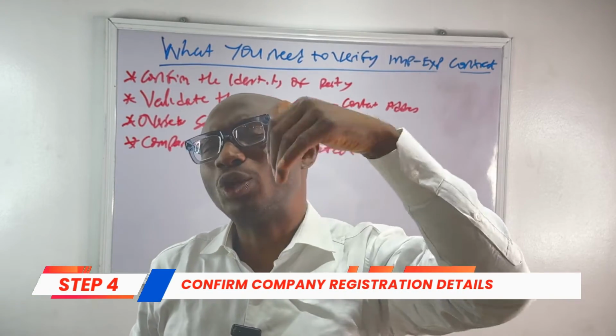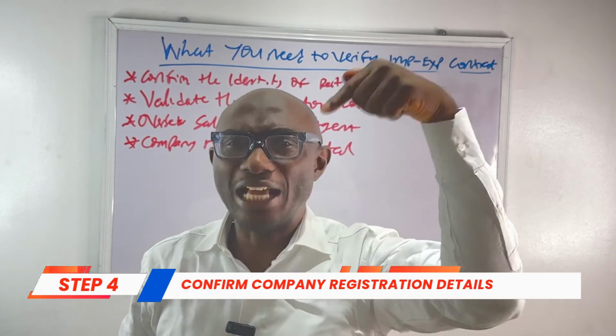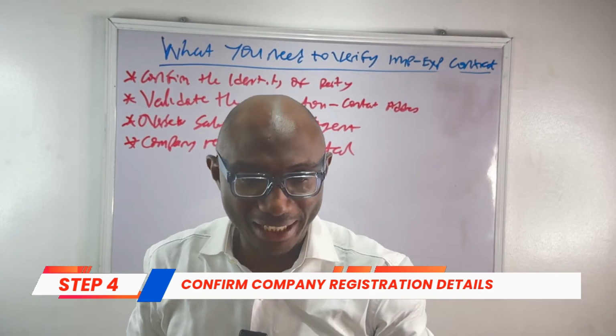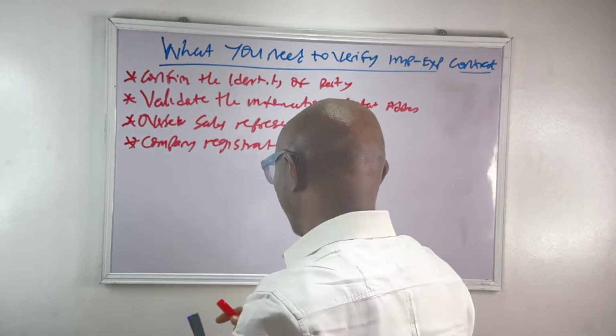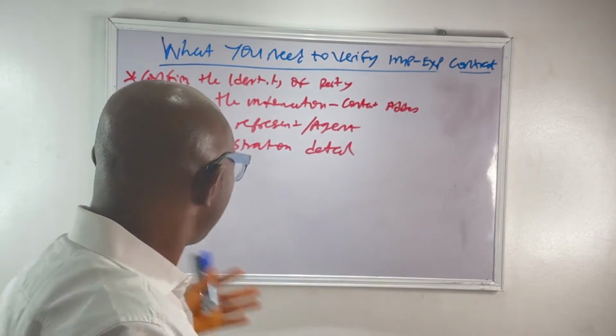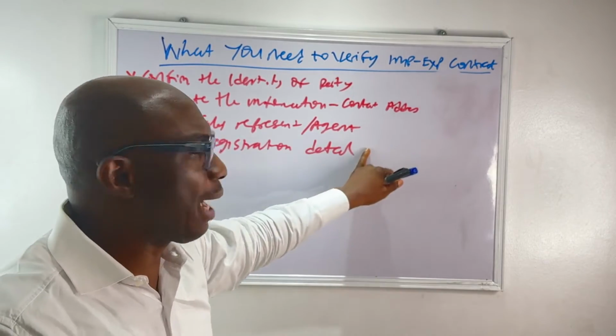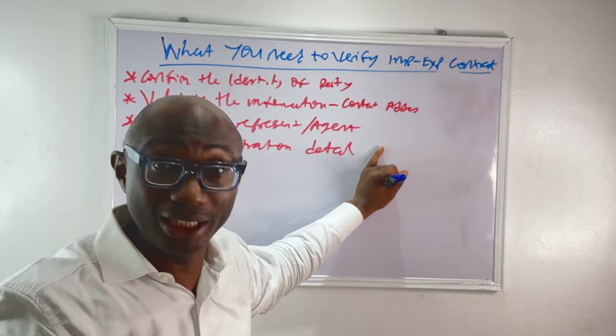So even though I'm using a letter of credit, I still want to be sure that you can perform. That means you have to show evidence of the previous shipments you have done. So, company registration details. I want to go and do a search online. And with the search online, I'm able to get the contact of the director, the name of the director.